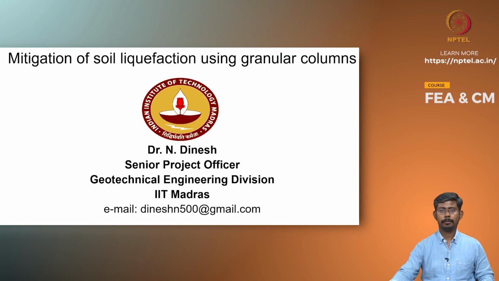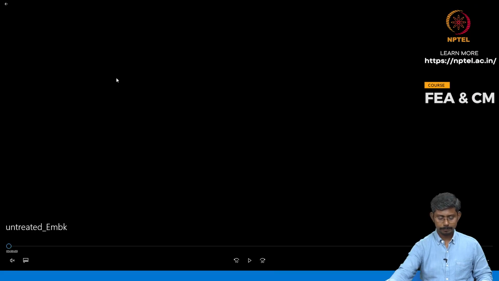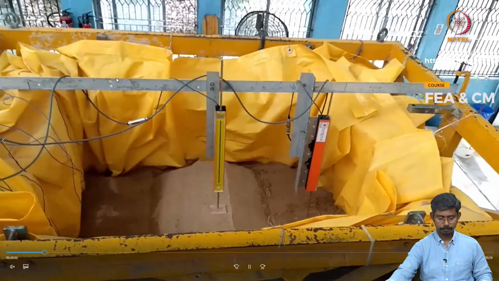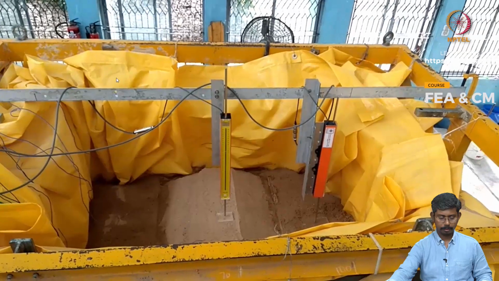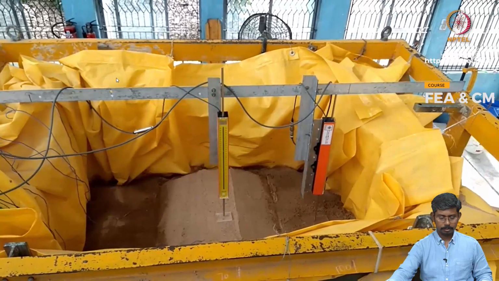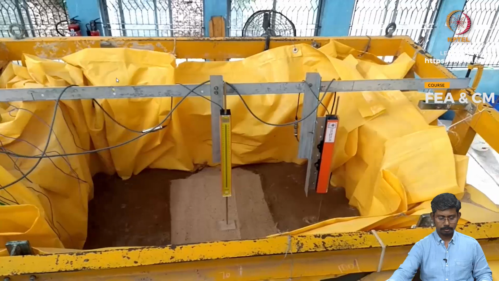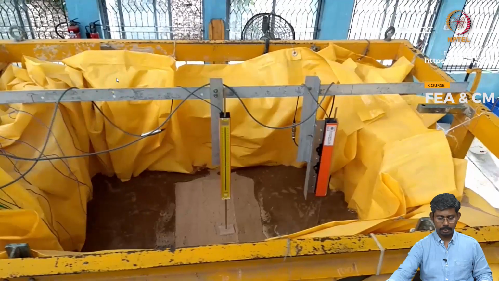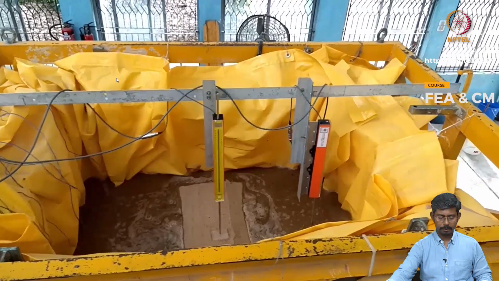I would like to show a couple of clips from the shaking table test. So this first case is of untreated ground supporting the embankment. The shaking has begun. So it can be seen that the soil is fully liquefied and it is collapsed.